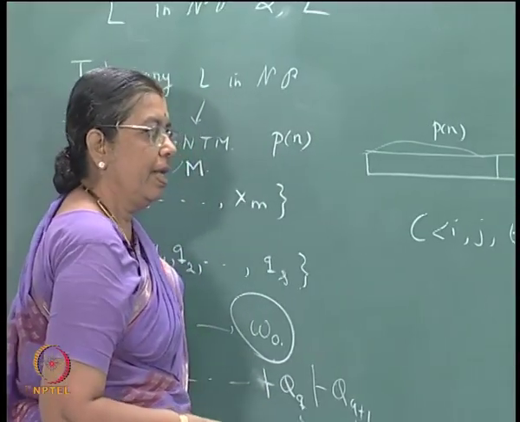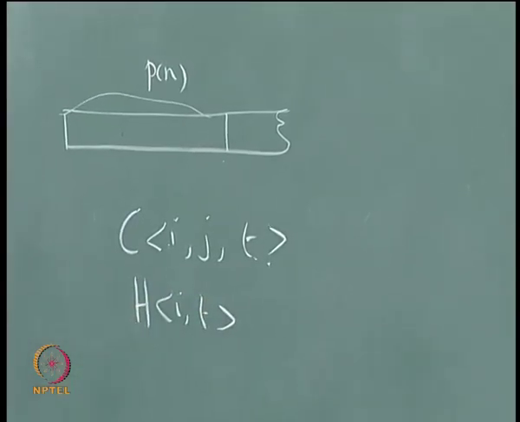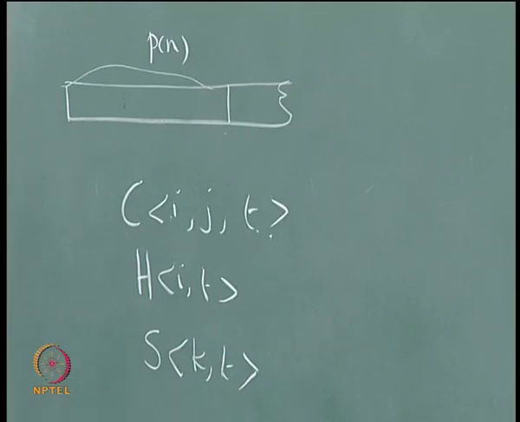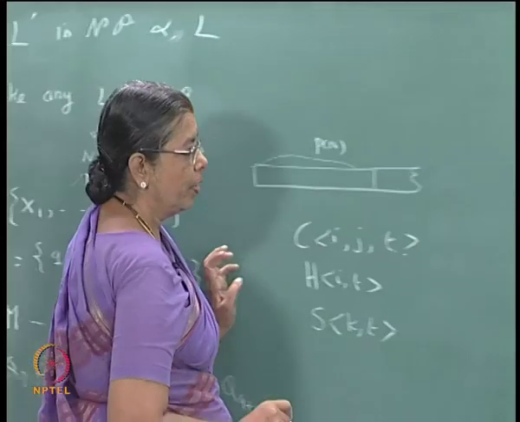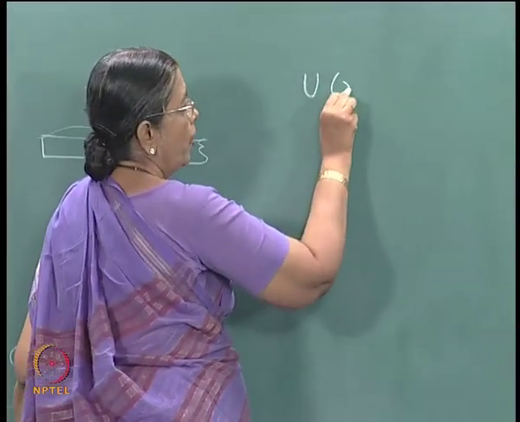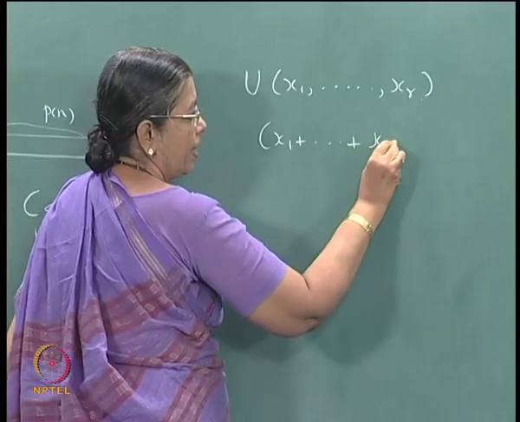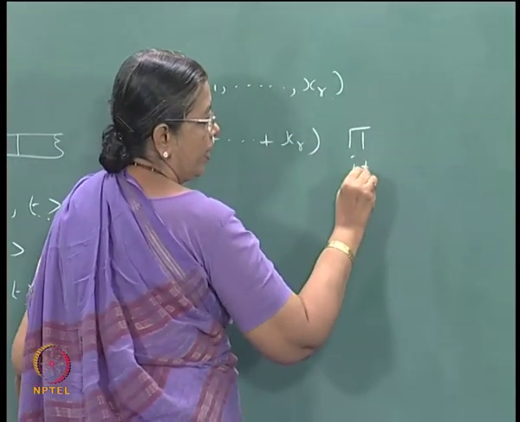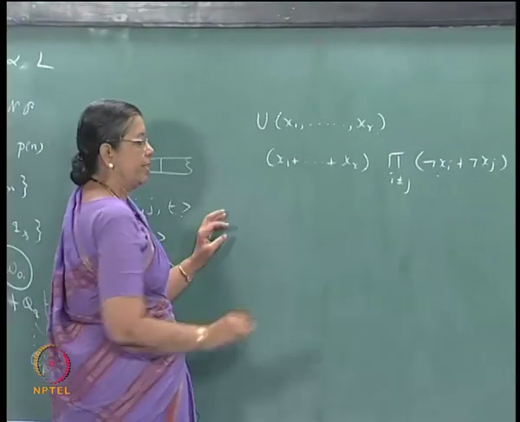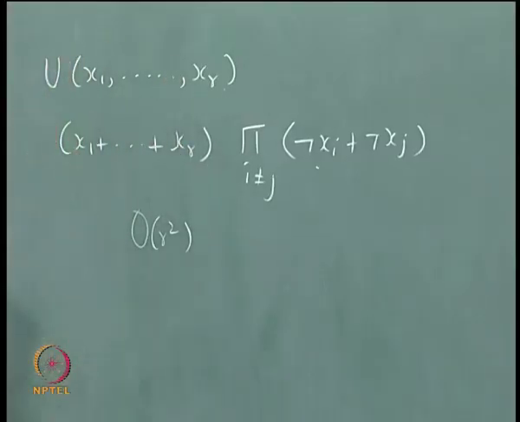What is the meaning of these variables? C_ijt means the ith cell contains the jth symbol at time t. H_it means the head is scanning the ith cell at time t, and S_kt means that the state at time t is qk. So these Boolean variables you define. Now we make use of one expression U(x1, x2, ..., xr), which is defined as x1 plus x2 plus ... plus xr, times the product over i not equal to j of (not xi plus not xj). The length of this expression is order r squared, and it is equal to 1 exactly when one of the variables is 1 and the others are 0. This all we have seen.